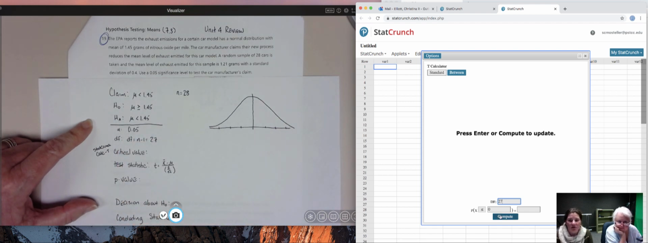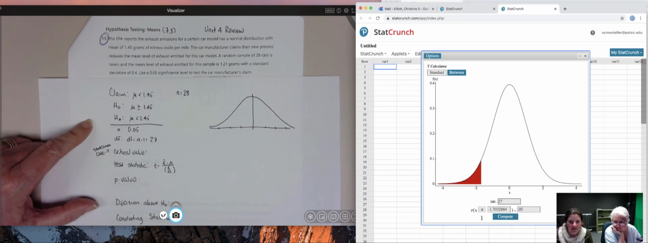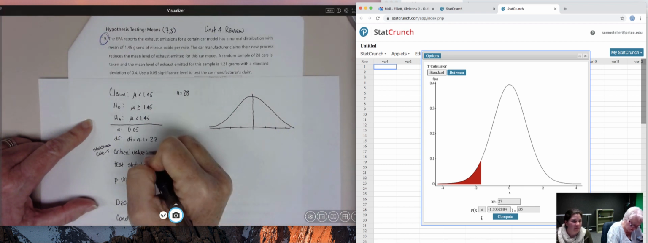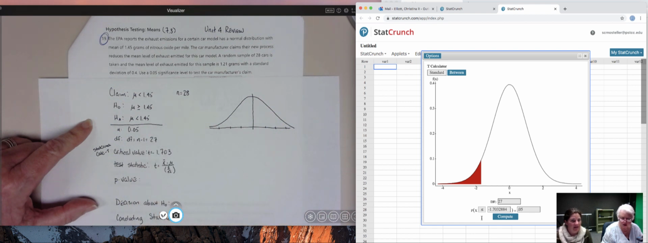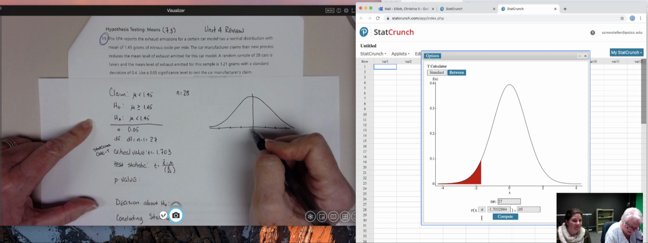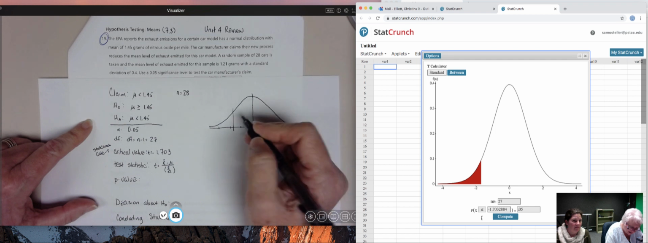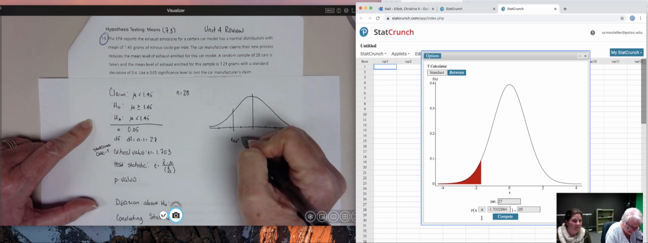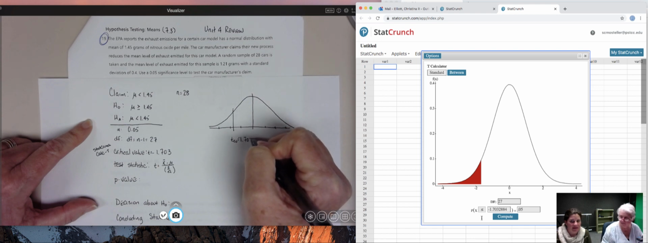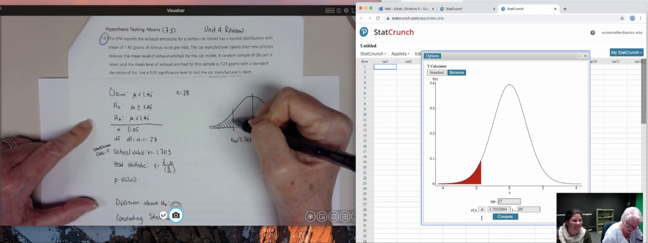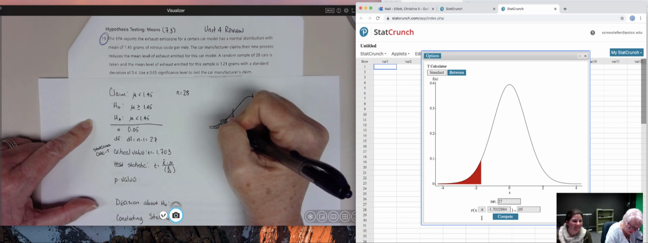So I'm going to put the area in the left tail as negative 0.05, and T is equal to negative 1.703. When I come over to the graph, that's going to be between negative 1 and negative 2, a little closer to negative 2. I'm going to mark it right here as my T critical value of negative 1.703. Then shade the rejection region, and it has an area of 0.05.